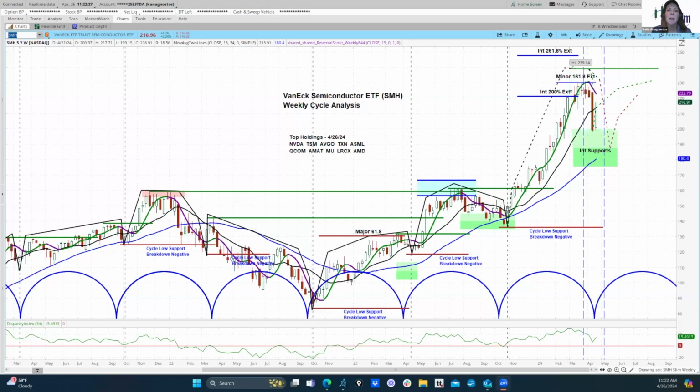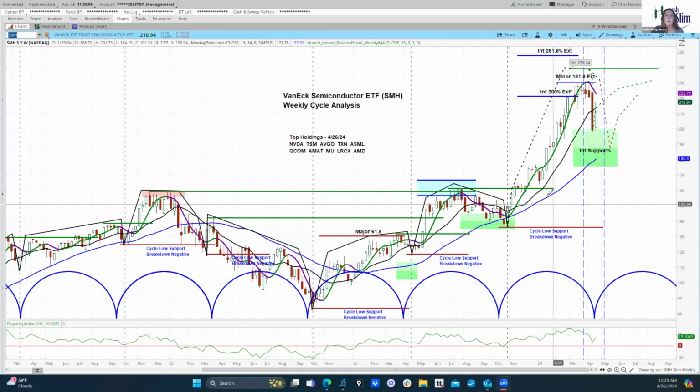So this is the VanEck Semiconductor ETF with the top 10 holdings noted here as of today. Now here on the weekly chart, we have a number of positively configured cycles since back in the fall of 2022. Positively configured means that the cycle ends higher than where it began. These vertical dotted lines on the chart represent the cycle troughs, and you can compare those to the ideal average cycle lengths that we have shown by the cycle brackets on the bottom. In this case, those cycle brackets are 27 bars in length.